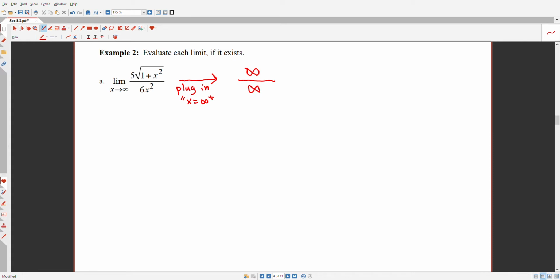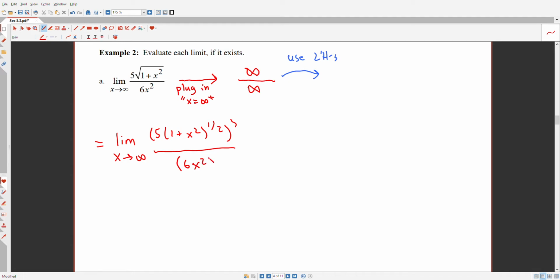And so first you might say, oh gosh, I've got infinities, that's ugly, but you want to start training your brain to be happy about this, because at this point you can use L'Hopital's rule. Infinity over infinity tells you can use L'Hopital's rule. So I'm going to say this is equal to the limit as x goes to infinity of the derivative of the top function, rewritten a little bit. Now you have the derivative of the top function divided by the derivative of the bottom function. That's what L'Hopital's rule says for these.